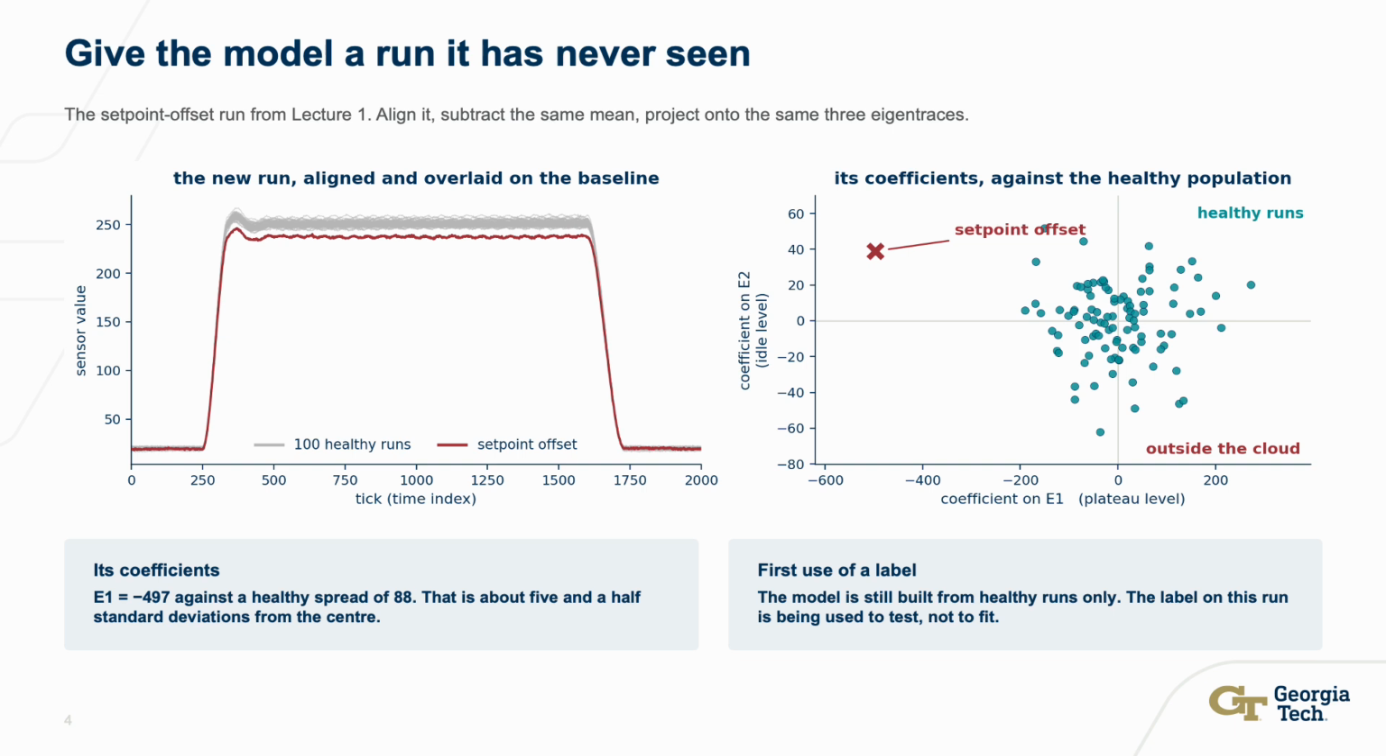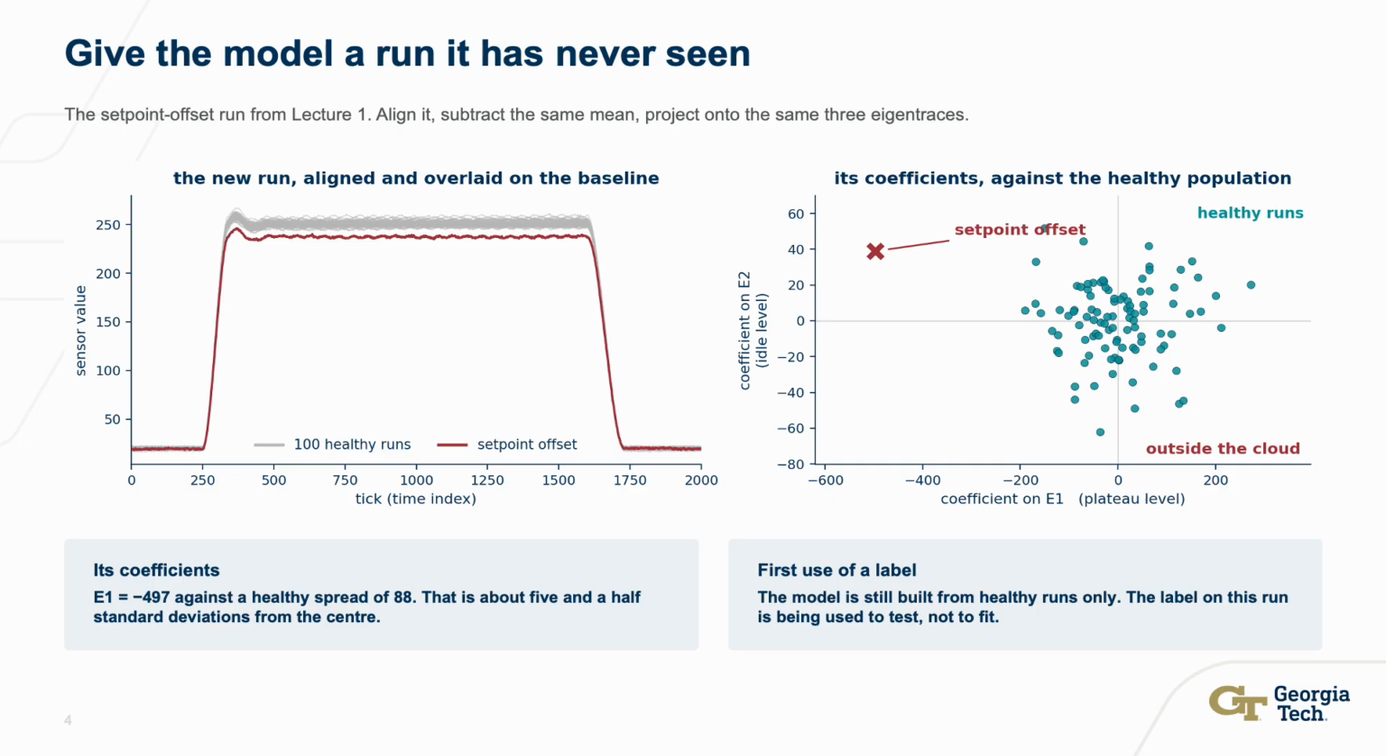Look at the left panel for one moment before the scatter. The faulty run sits inside the gray band for the ramps, the overshoot and idle sections. It only separates on the plateau. That is exactly the picture from lecture 1, slide 7, except now we have a model that can turn the separation into arithmetic. Notice the axis on the right, the horizontal coefficient on E1, which after alignment means the plateau level. Vertical is E2, the idle level.